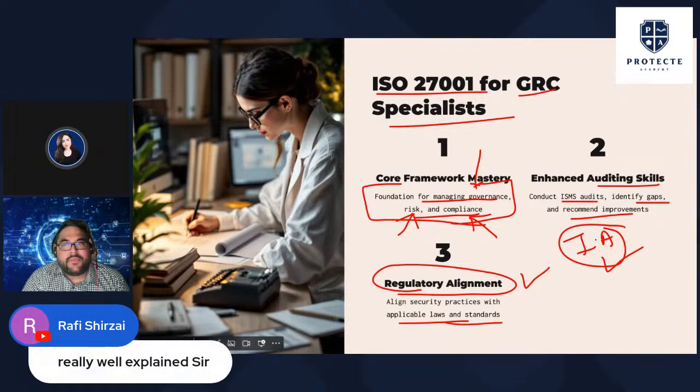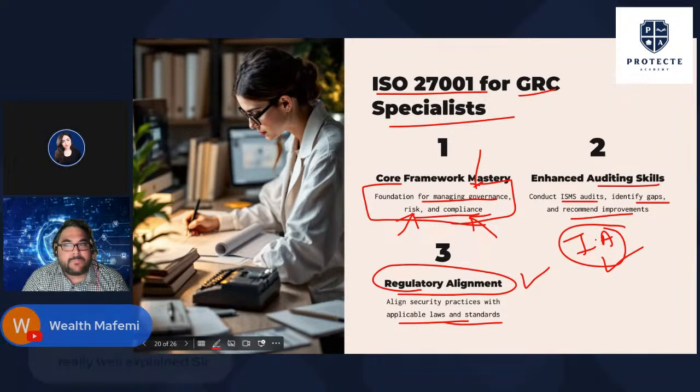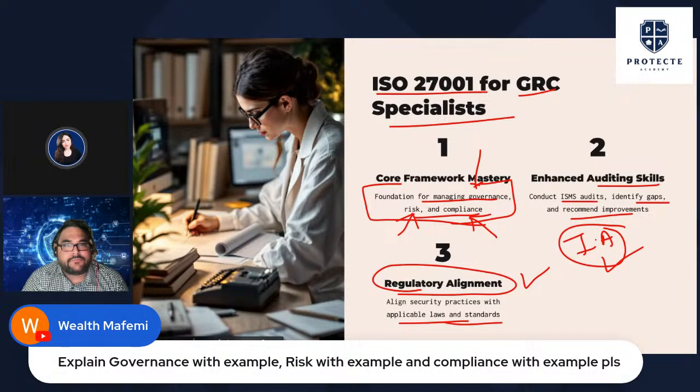Okay, so Rafi is thanking you for your explanation. Thank you, Rafi. And Wealth Mafimi, I'm so sorry if I butchered your name. I did not mean to.